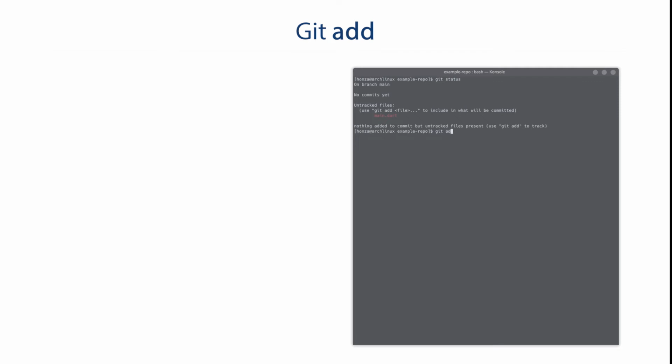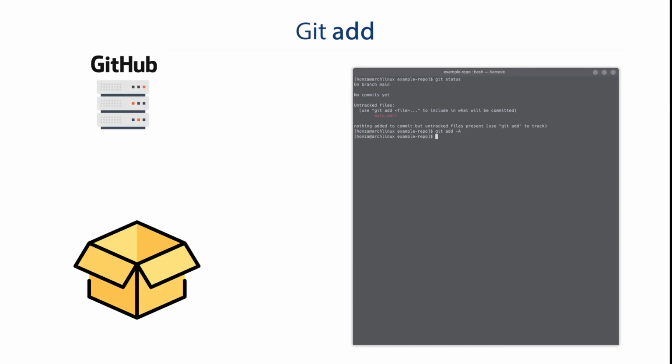Type git add followed with flag uppercase A short for all, and that will tell Git to add everything that changed into a new commit. Think of it as putting all changes into a box called change stuff.